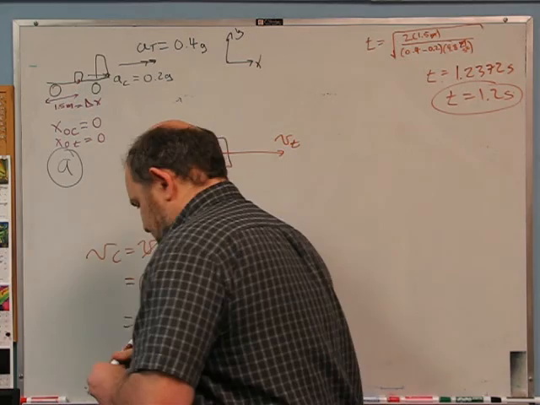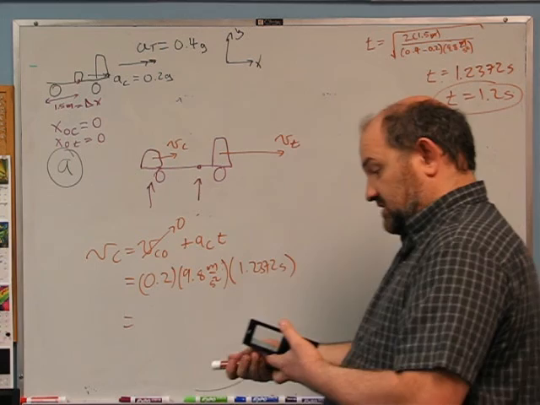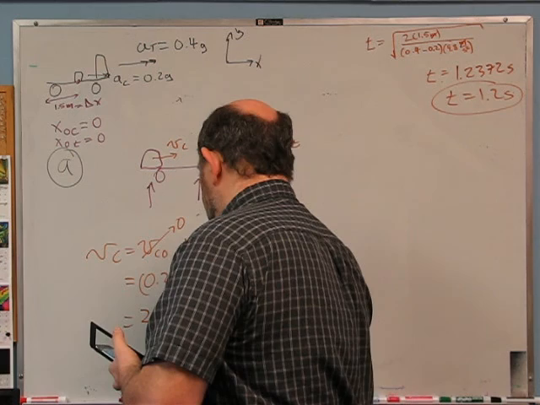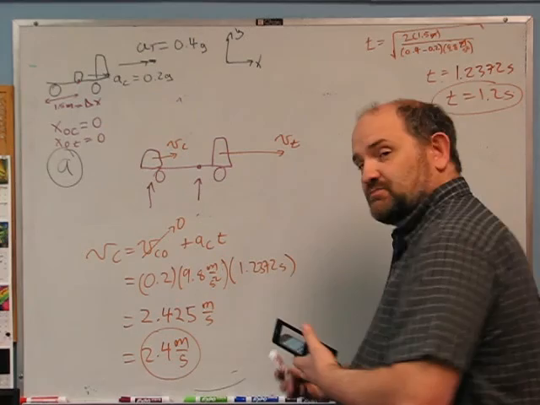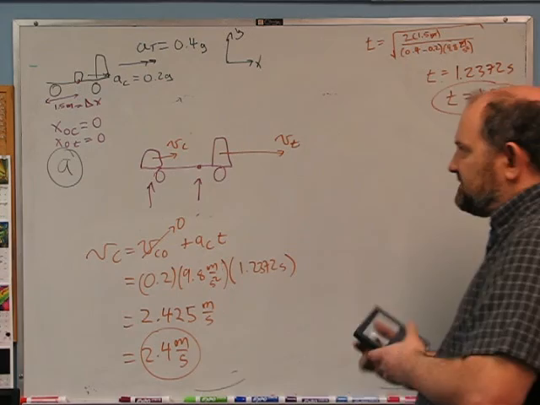So that speed works out to be not very fast. 2.425, to too many sig figs, meters per second. So the answer would be 2.4 meters per second. So that's going to be something like 5 or 6 miles per hour. So the crate actually falls off so fast that it doesn't get to be going very fast. What is the speed of the crate relative to the truck?